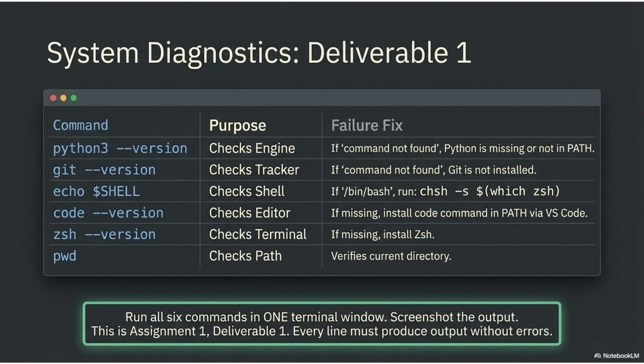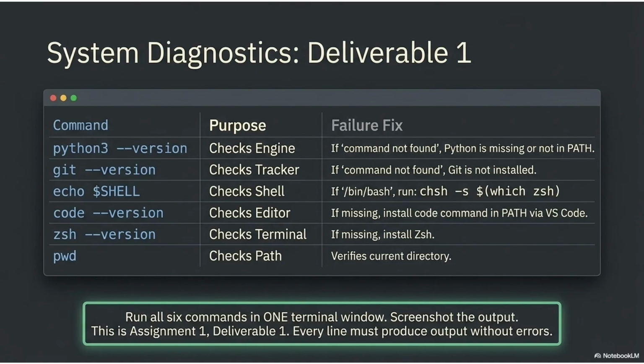System Diagnostics, Deliverable 1, is a 6-command verification battery. Run all 6 in one terminal session and screenshot the complete output. The 6 commands and what they verify. python3 --version checks the engine, and command not found means Python is missing or not in the path. git --version checks the tracker. Command not found means Git is not installed. echo $SHELL checks the shell output, and it checks /bin/zsh.